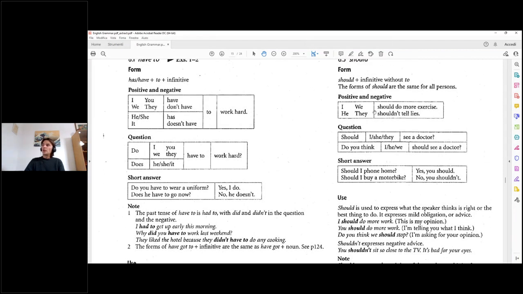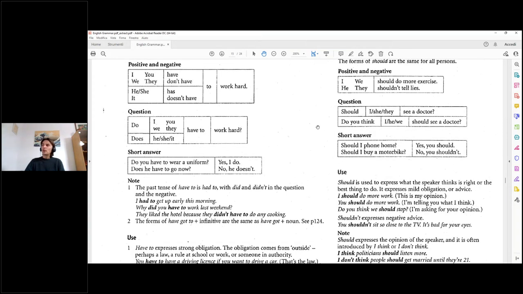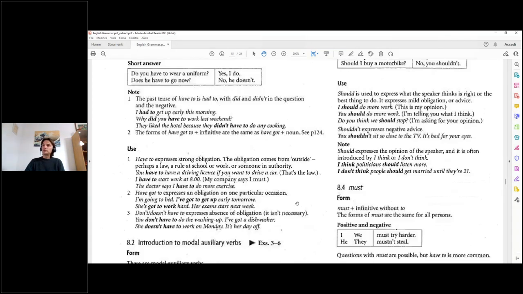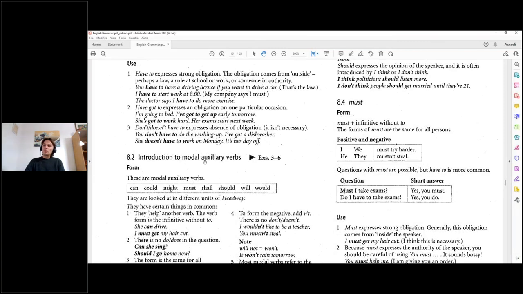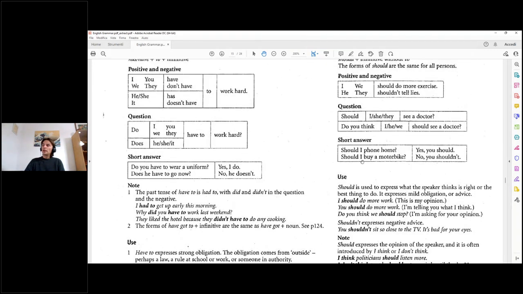Vediamo. I, we, he, they should do more exercise. Shouldn't tell lies. Quindi sono dei consigli che noi diamo. Dovrei fare un po' più esercizio. I should do more exercise. Nelle domande, essendo un verbo ausiliare modale, ok? Non vuole il do per fare le domande, no?